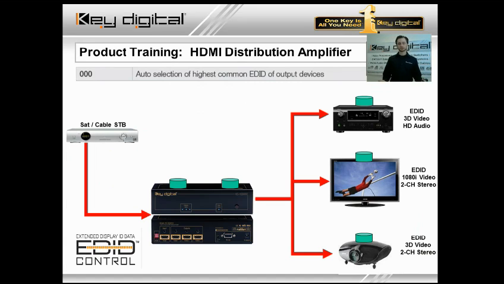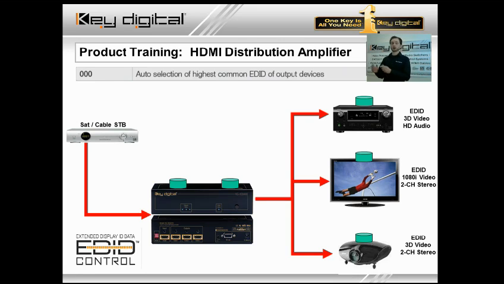So let's look at some typical scenarios just to ensure that you do have an understanding when you go out in the field of what kind of EDID selection you'd like to use. So here's a scenario where we have 3 devices that are connected. You have an AV receiver that supports 3D video and HD audio formats, of course. You have a flat panel display that supports 1080i video and 2-channel stereo. Of course, all your displays are really only going to be able to give you 2-channel audio after all.